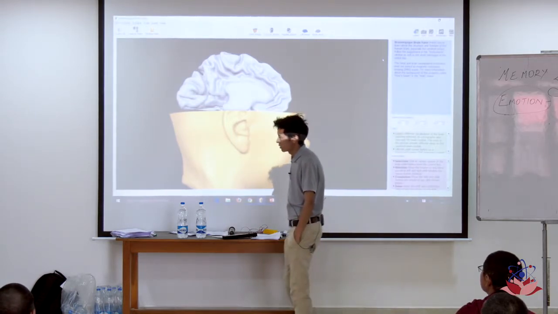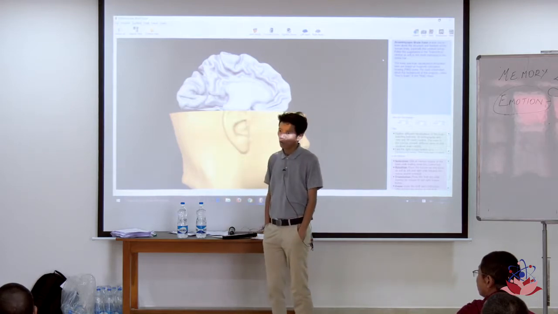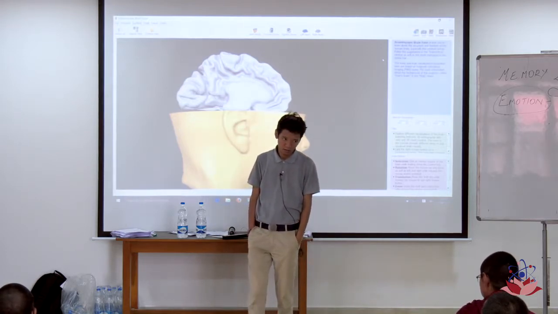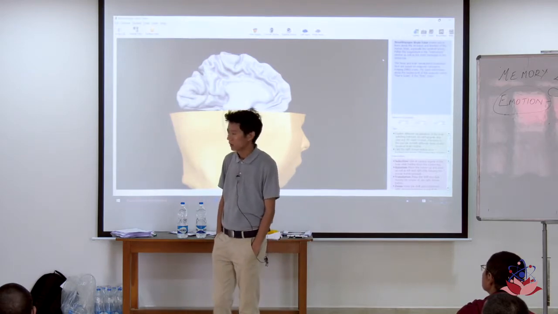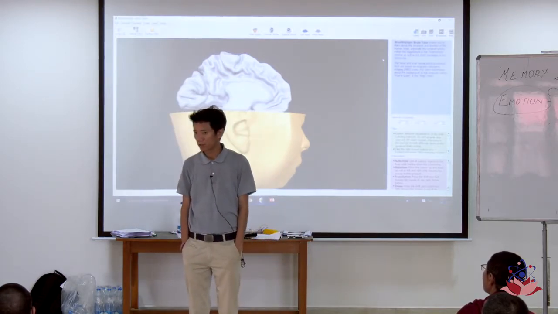So do you remember the lobes of the brain? Okay, what is this part? Frontal, very good. And back part? Occipital, yep. And this part? Temporal, very good. And then the last? Parietal, wow, very good. I'm impressed.